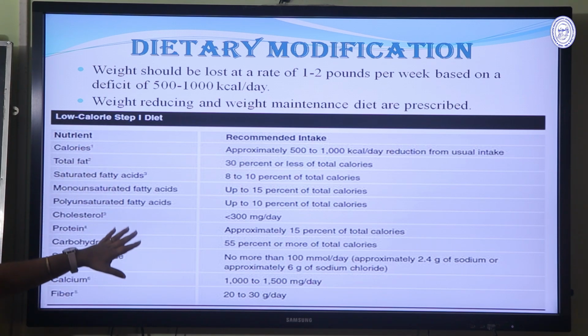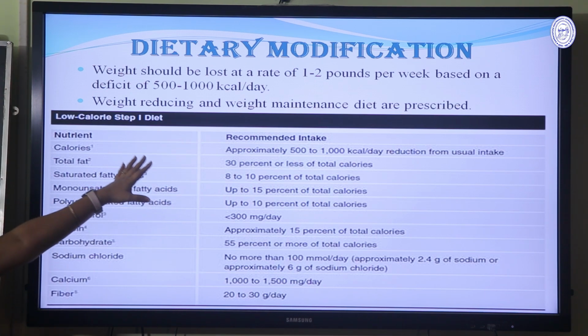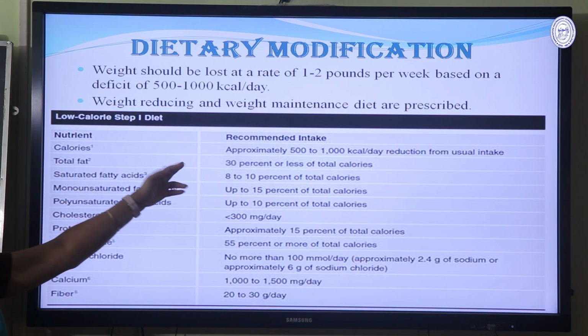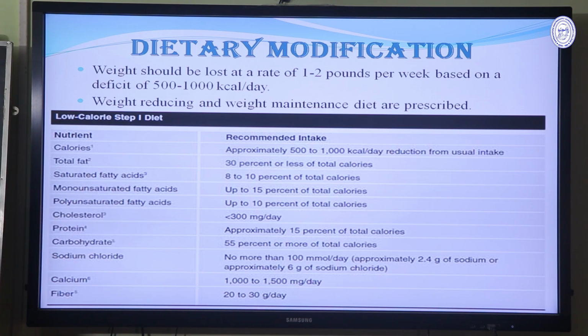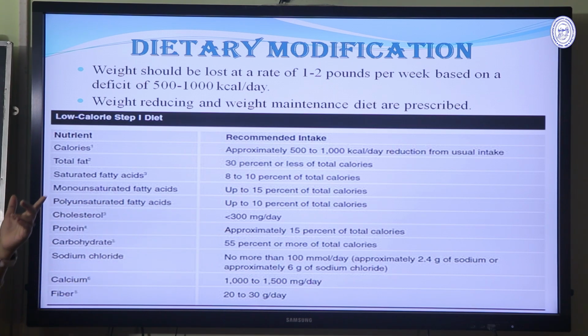So, this is a step 1 diet. Calorie recommendation and nutrient recommendation is according to intake or as per ideal requirement. Total calorie approximately 500 to 1000 kilocalorie reduction from usual. Total fat should be less than 30% of the total calorie, among which saturated fatty acid should be up to 8 to 10% of the total calorie, monounsaturated fatty acid up to 15% of the total calorie, and polyunsaturated up to 10% of the total calorie.